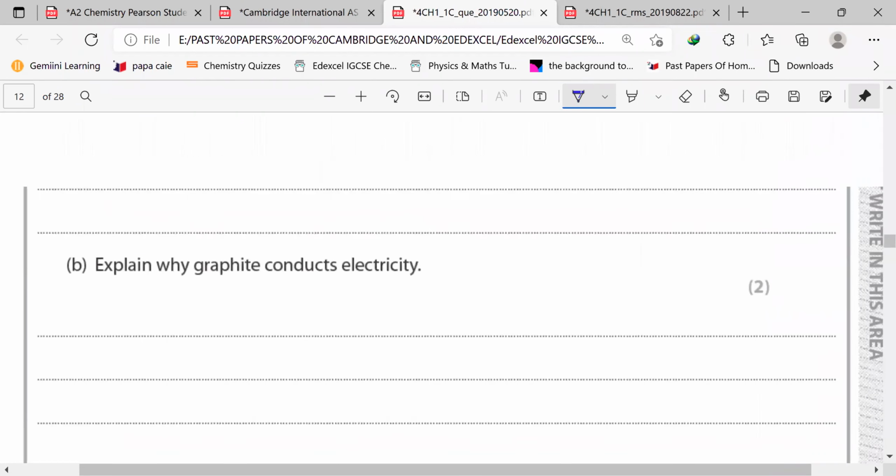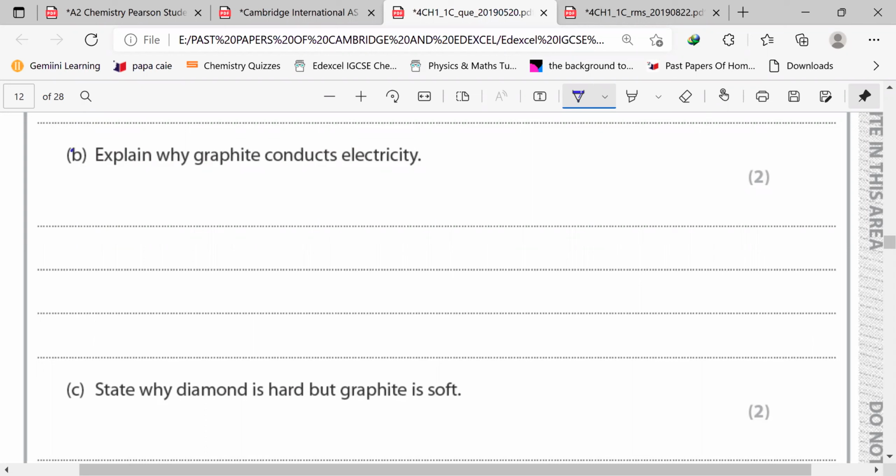Next point. Explain why graphite conducts electricity. If no diagram is given and they ask this question, how will you answer? Okay, graphite has free electrons, a sea of electrons around its outer shell. Therefore, it can conduct electricity. Not in the outer shell, there is one delocalized electron.